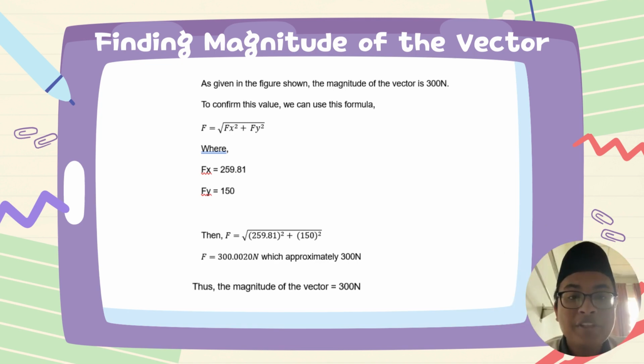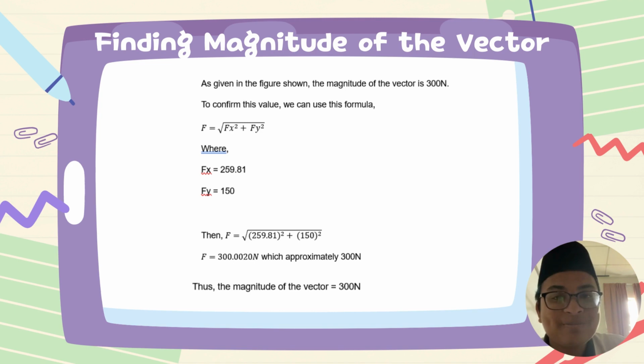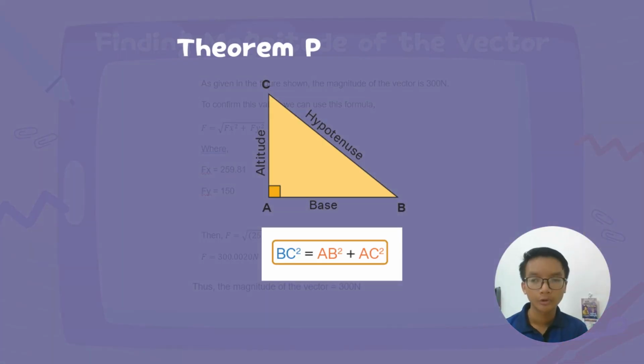Farhan, sorry to disturb you. How do you get the formula of F equal to the square root of Fx squared plus Fy squared? So thank you for the question.